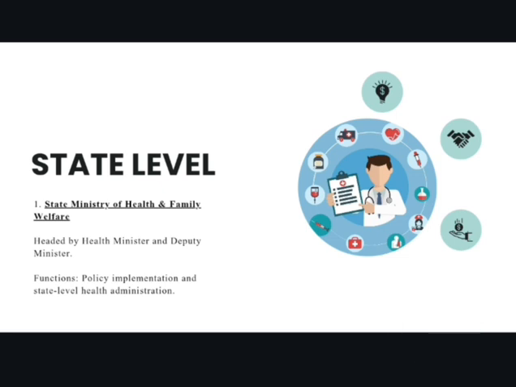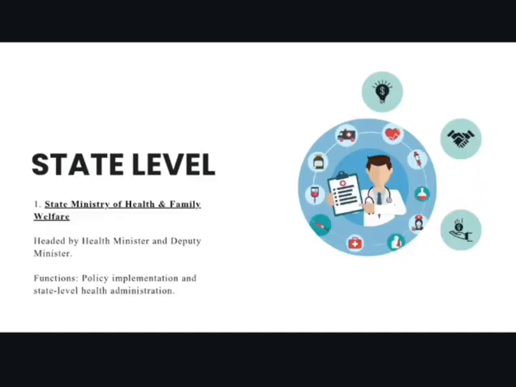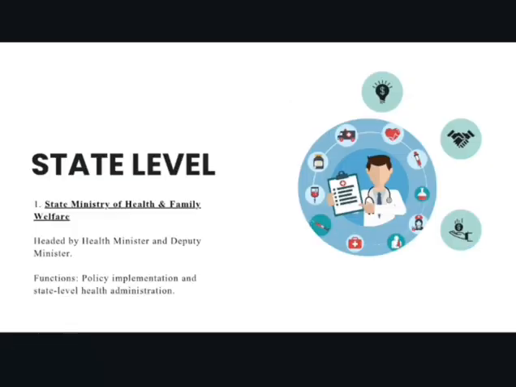The second one is the state level healthcare organization. There are two types of state level organization: the State Ministry of Health and Family Welfare, and the Director of Health and Family Welfare Services. The first one is the State Health Administration, which started in 1990. The state list became the responsibility of the state, including provision of medical care and health services.